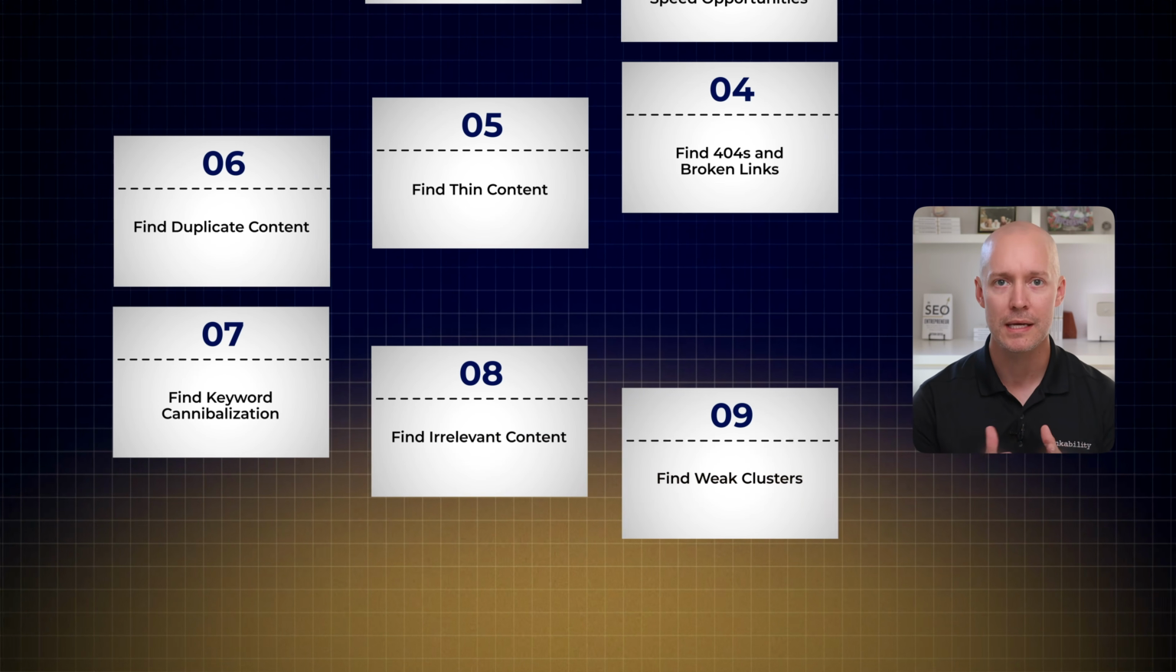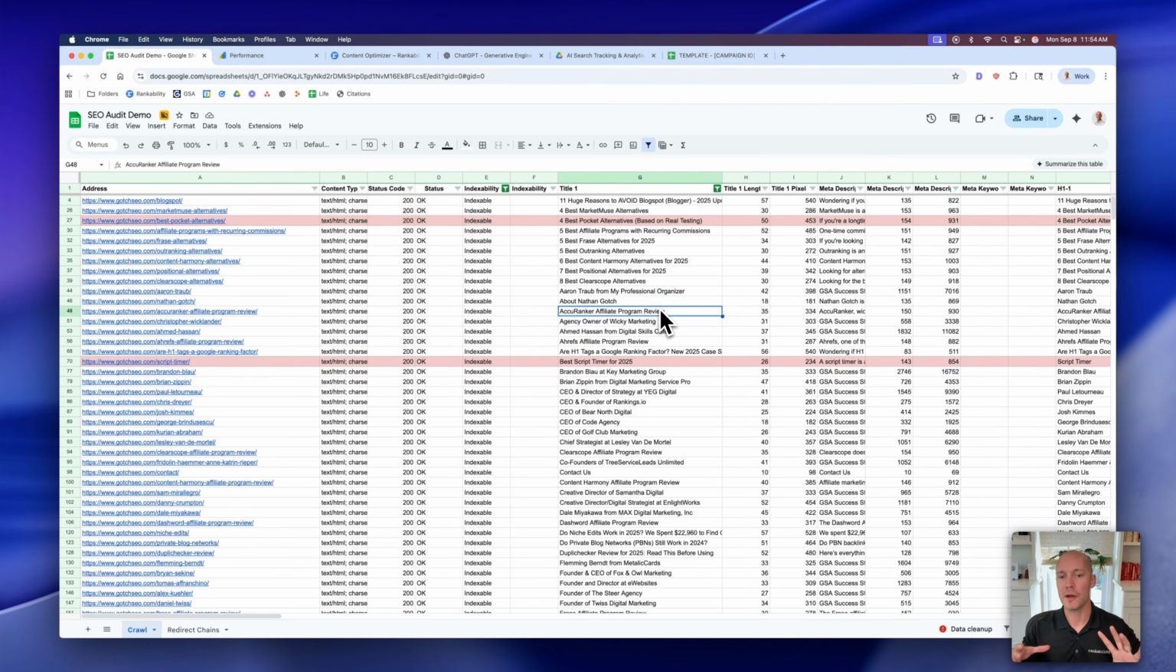Number 9, find weak clusters. So now what we want to do is identify weak clusters. A cluster is simply a group of pages that are all around one particular topic. So let's say at the core of a cluster, we have content optimization tools. We're going to have various posts about alternatives and reviews about various tools that are all going to link back to that one core center. We want to find these really tight clusters, but we also want to find these really weak clusters. And you can usually improve performance for SEO just by improving the strength of a single cluster. So I'll show you an example of this.